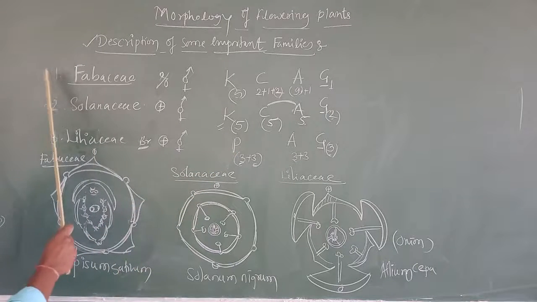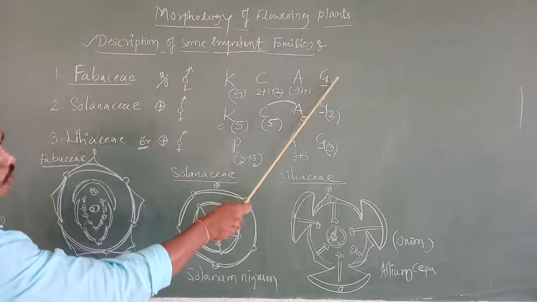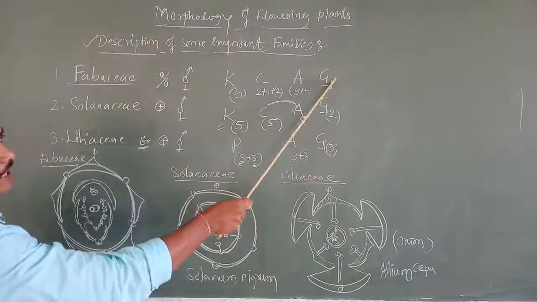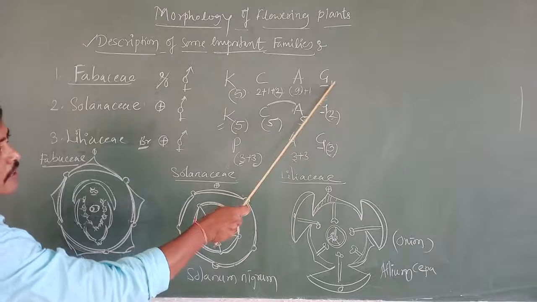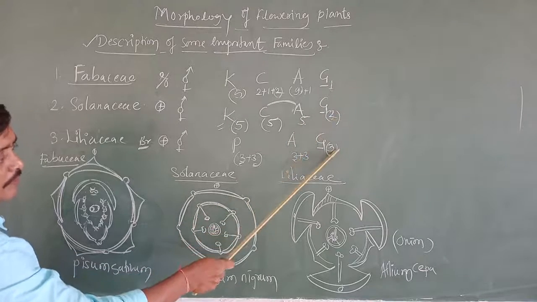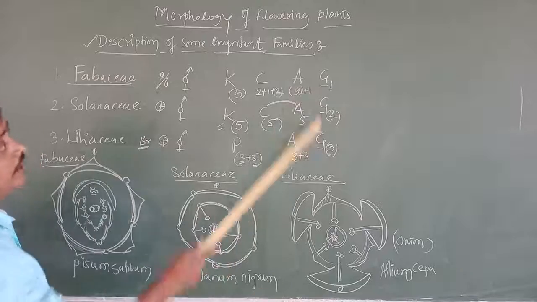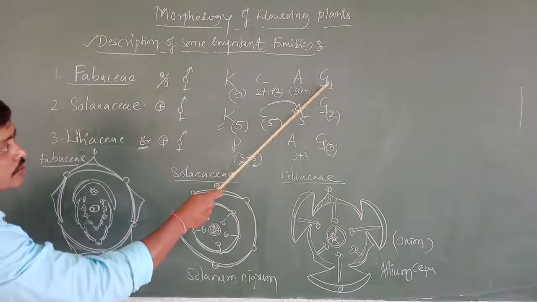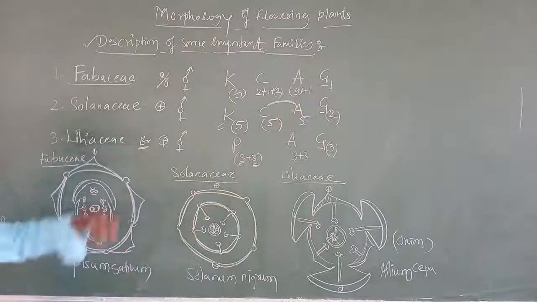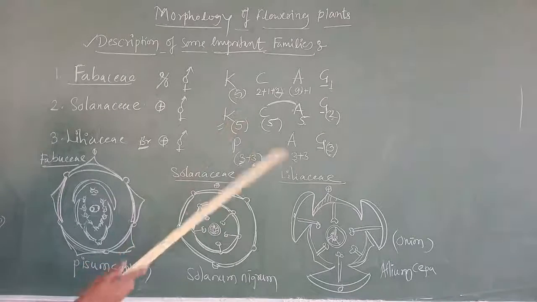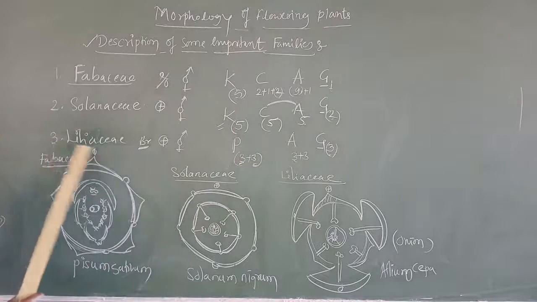Next one is based upon 1, 2, 3. You write 1, 2, 3. These are the carpels. Number of carpels 1, number of carpels 2, number of carpels 3, and all are united. You write the bracket, and all these are superior ovary. So you write here underline.